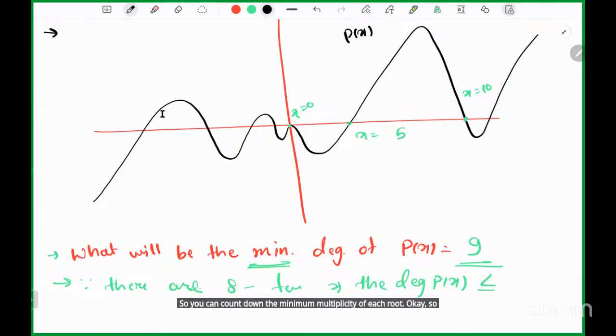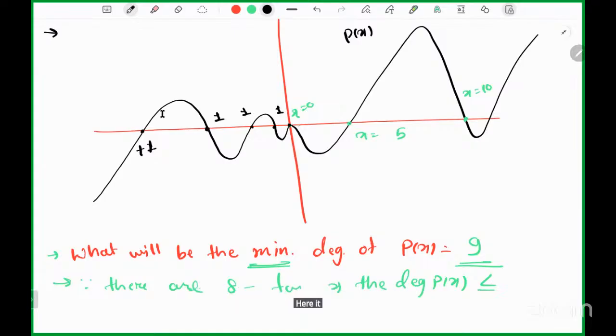So what is the smallest odd number? 1, right? 1 is the smallest odd number. Correct? And similarly, 2 is the smallest even number. So see, here at this point, the polynomial is intersecting the x-axis. So you can say that the multiplicity of this root could be, again, I am using the fact that the sum of multiplicities is less than or equal to the degree. That fact you can use. So here the minimum multiplicity could be 1, right? So here also the minimum multiplicity could be 1 because of the intersection. Here also 1, here also 1.